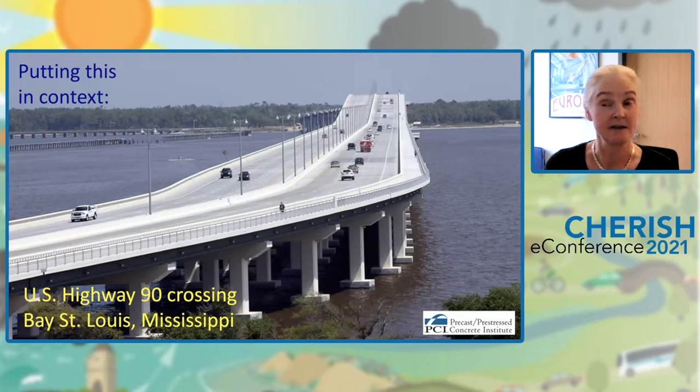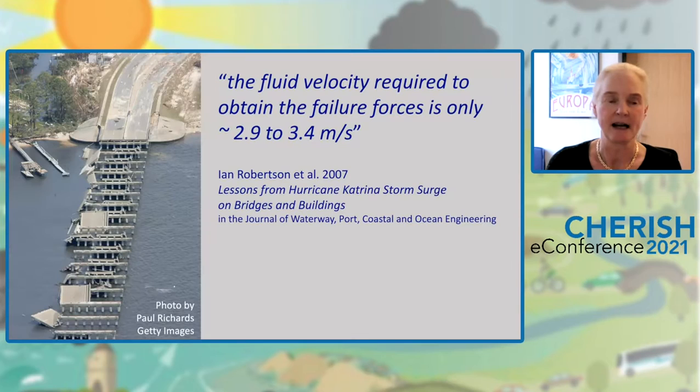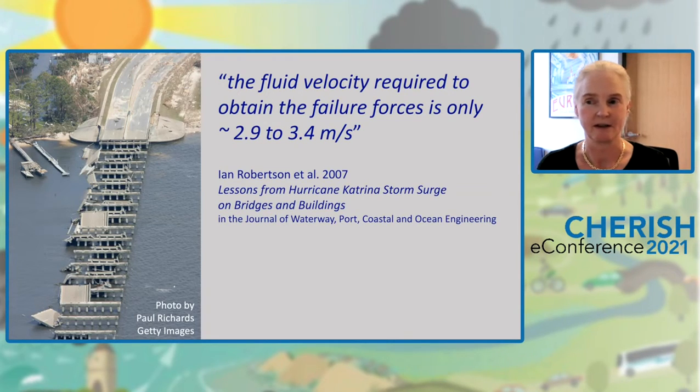So to put this in context, this is not the Aran Islands, obviously. This is Highway 90 in the US as it goes over Bay St. Louis in Mississippi. And this is the same bridge in 2005 after Hurricane Katrina had passed through. And the slabs that make up this bridge are boulder analogs, if you like. And a couple of years after the hurricane, some civil engineers did a calculation in which they determined that the velocity of flow required to do the damage to the bridge and move these piers and slabs from the deck was about 3 to 3.5 meters per second.